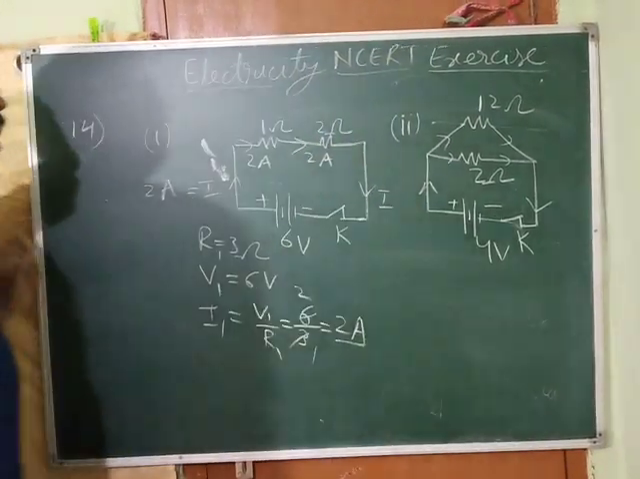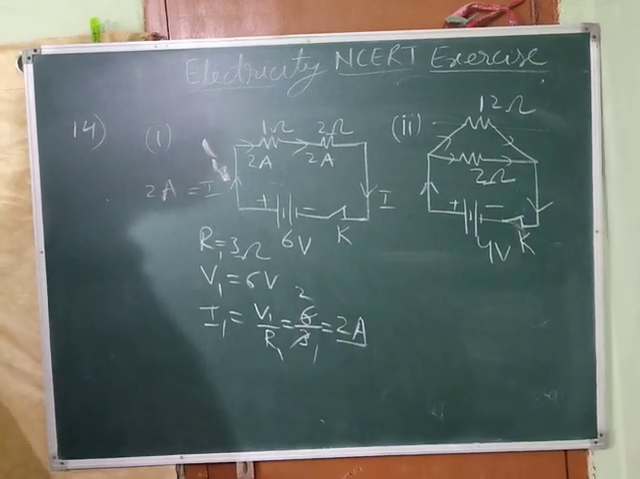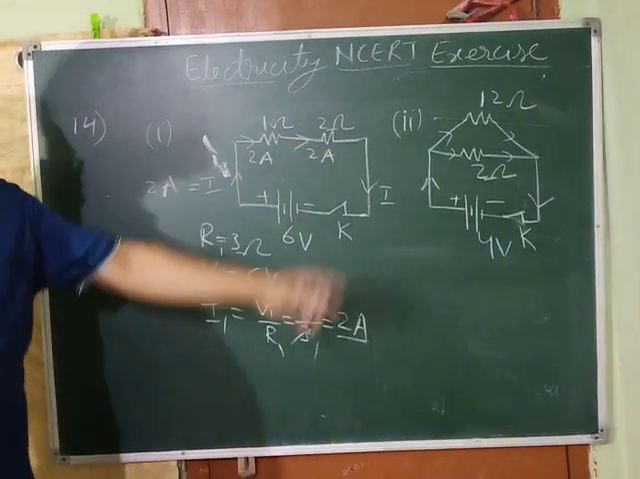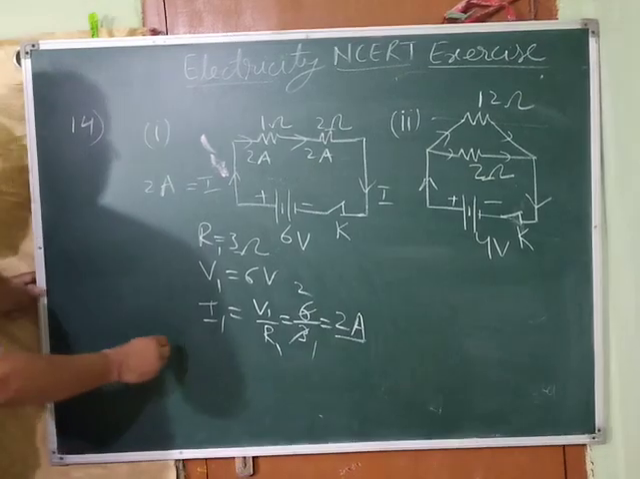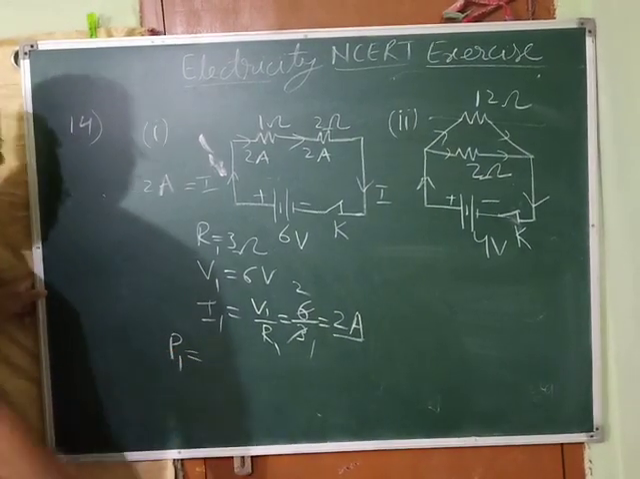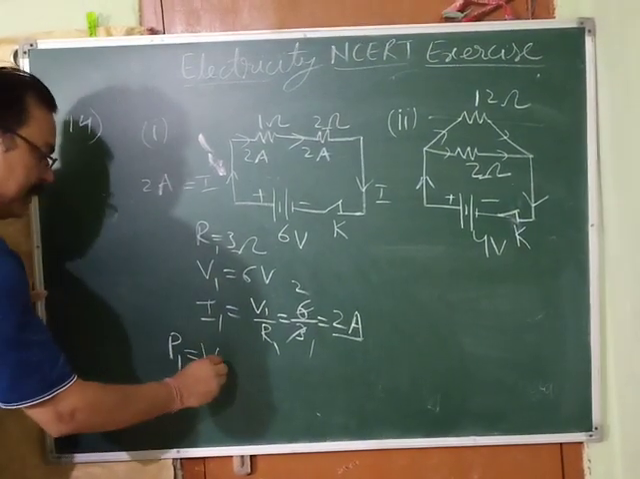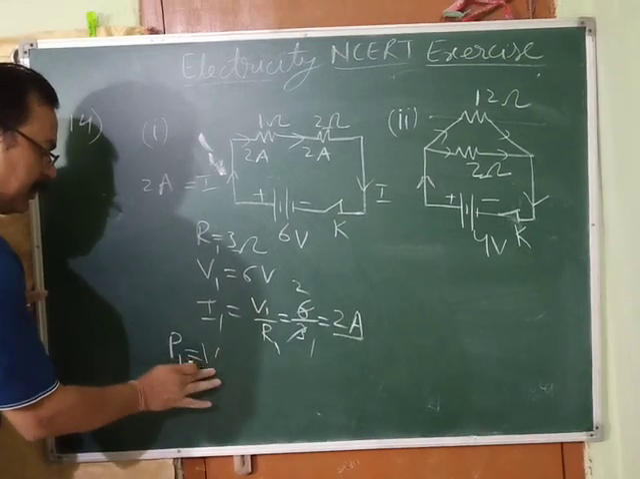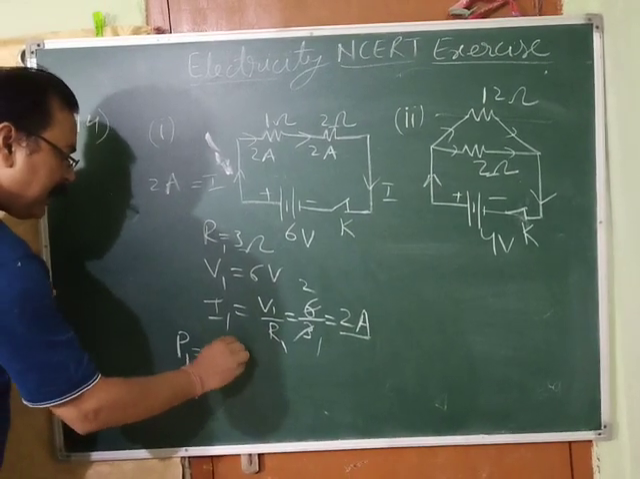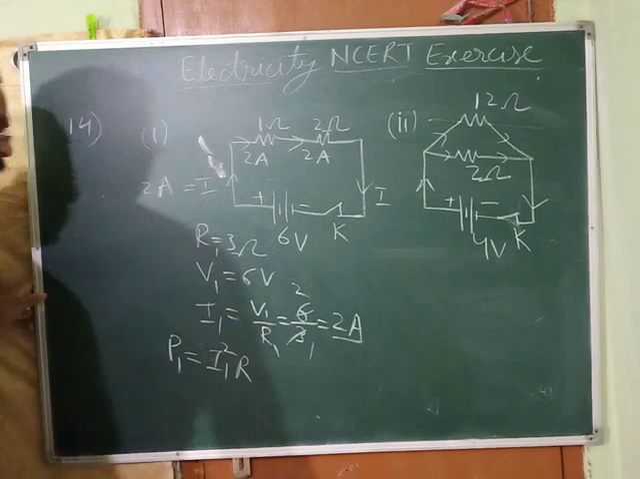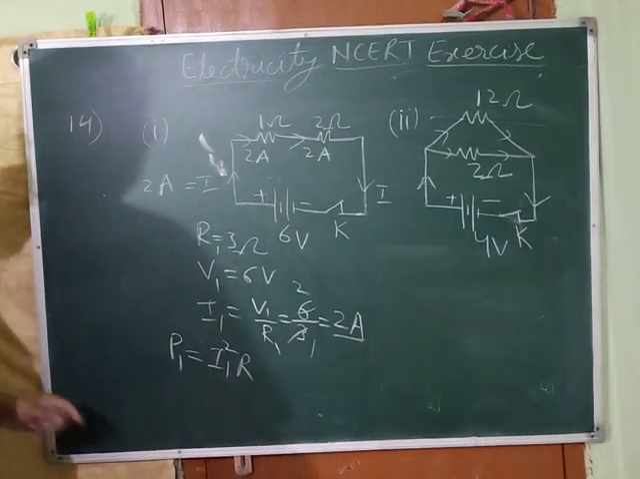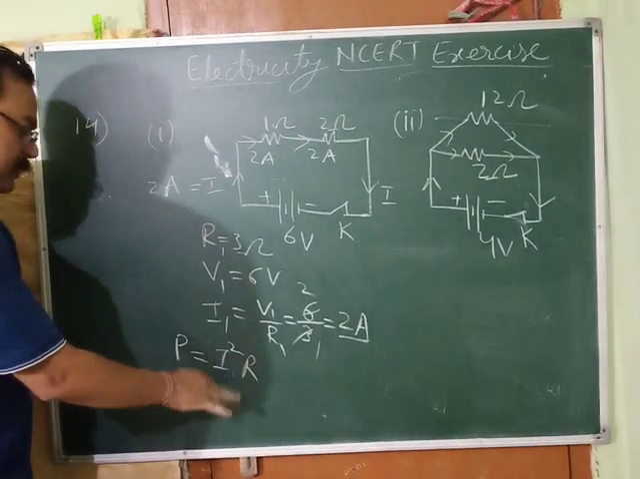So from the 2 ohm resistor, how much current is flowing? 2 ampere. What is the resistance? 2 ohm. What is the formula for power? P is equal to VI or P is equal to I square R. Okay, this is the formula. P is equal to I square R.